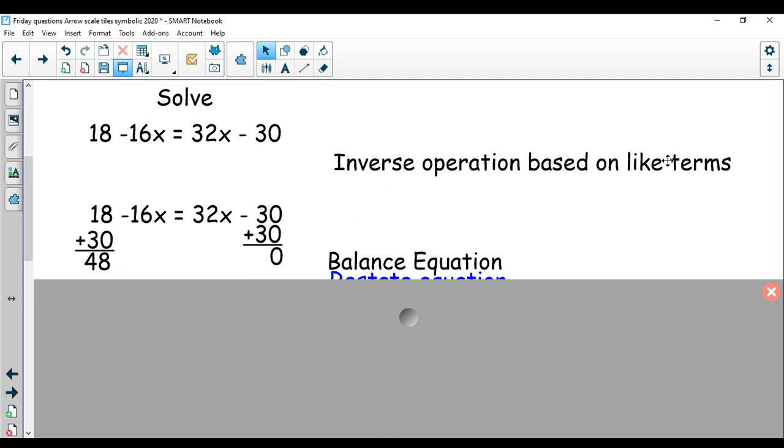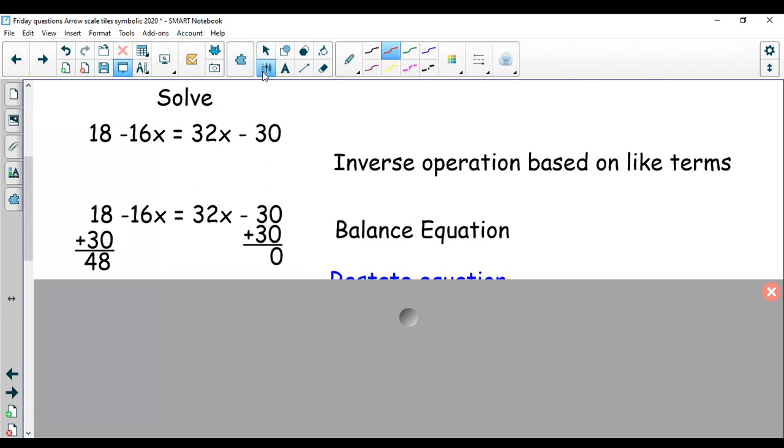My first step: inverse operation based on like terms. So I'm not going to put the 32x with the 18 because they are not like terms. I could move the 18, but I'm moving the negative 30. Inverse of negative 30, positive 30. And whatever you do to one side, you have to do to the other side. So I'm balancing. There's my 2 points right there where I just indicated with red.